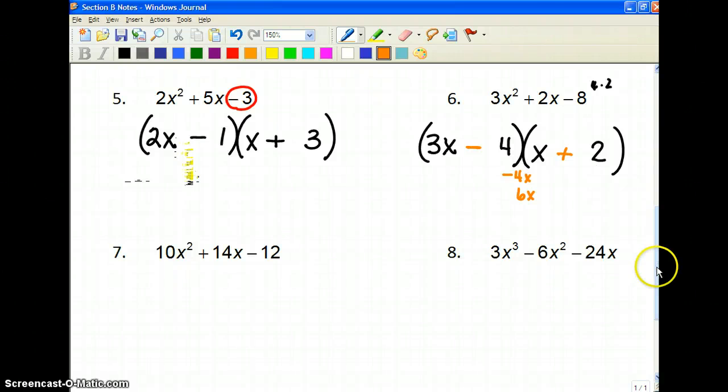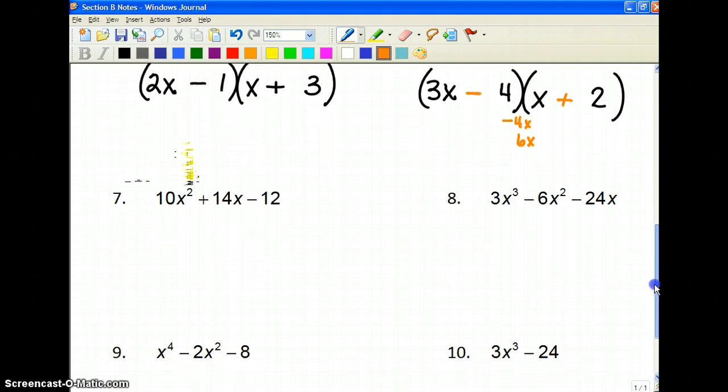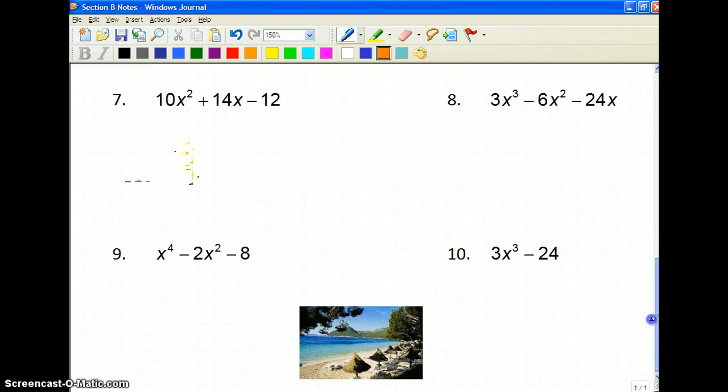All right, number 7. What's the first step of factoring? What can we take out? Do they have anything in common? Yes, they have a 2.